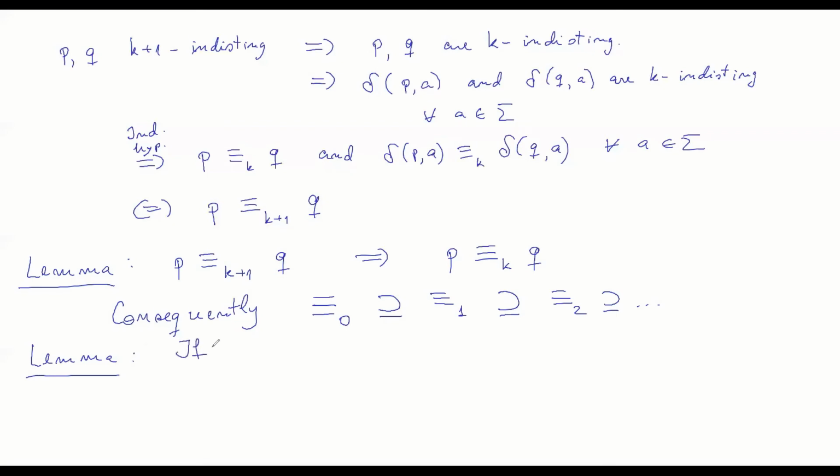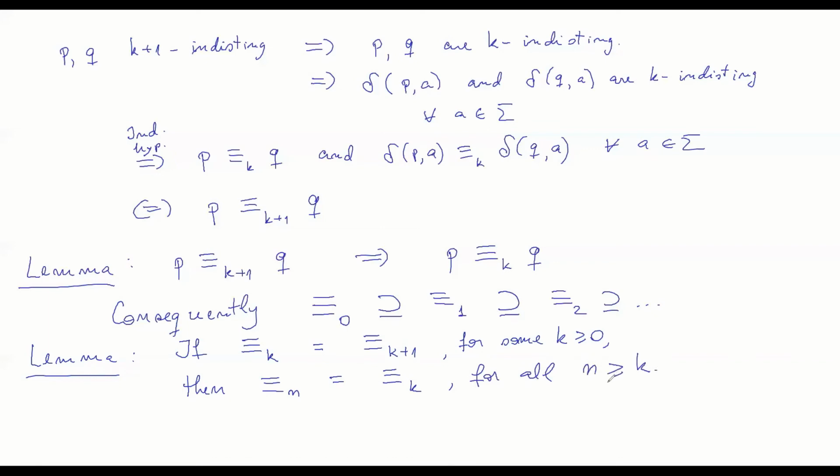And it goes like this. If you have this equivalence relation K to be exactly the same as this relationship K plus 1 for some K, then all the other relationships are going to be exactly the same as K. And I want to explain what this means. The proof is basically already in this intuition I gave you.